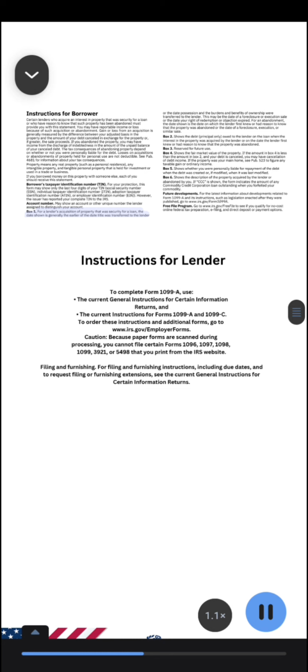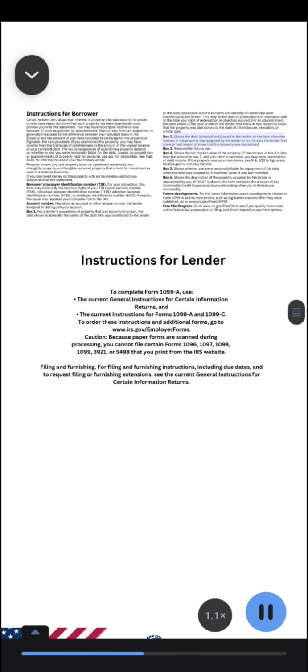Box 1. For a lender's acquisition of property that was security for a loan, the date shown is generally the earlier of the date title was transferred to the lender, or the date possession and the burdens and benefits of ownership were transferred to the lender. This may be the date of a foreclosure or execution sale or the date your right of redemption or objection expired. For an abandonment, the date shown is the date on which the lender first knew or had reason to know that the property was abandoned or the date of a foreclosure, execution, or similar sale.